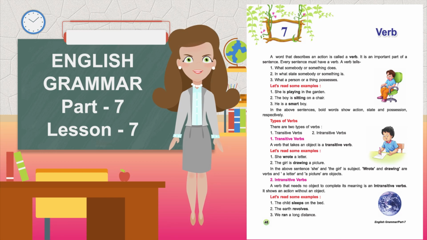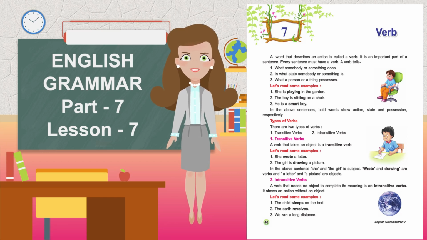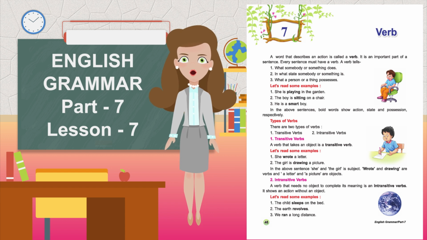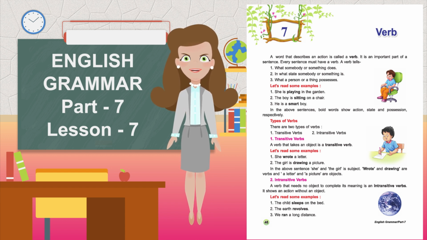Lesson seven: Verb. A word that describes an action is called a verb. It is an important part of a sentence. Every sentence must have a verb. A verb tells what somebody or something does, in what state somebody or something is, or what a person or a thing possesses. Let's read some examples.